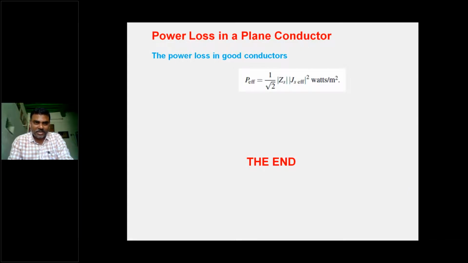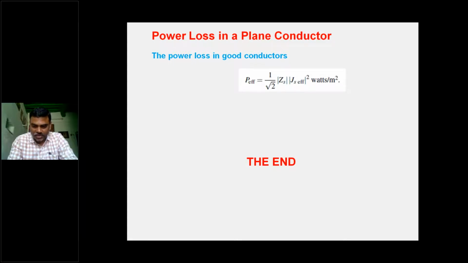And whatever the power loss in the good conductors, in terms of surface impedance, we can write this formula. Effective power loss in the good conductors is given by 1 by root 2, surface impedance magnitude, and surface current density, effective surface current density magnitude squared, watts per meter squared.